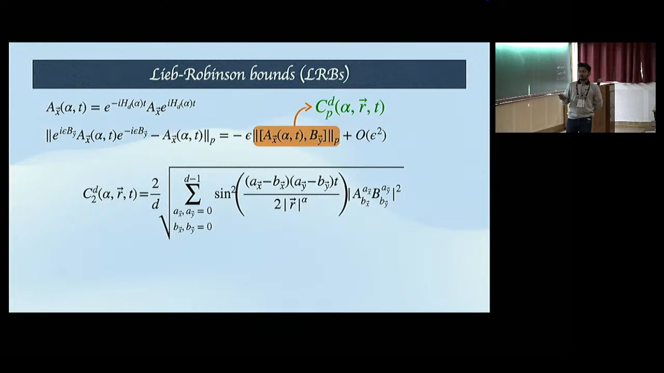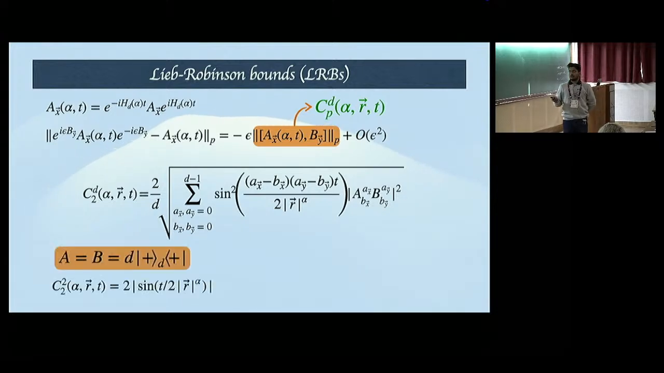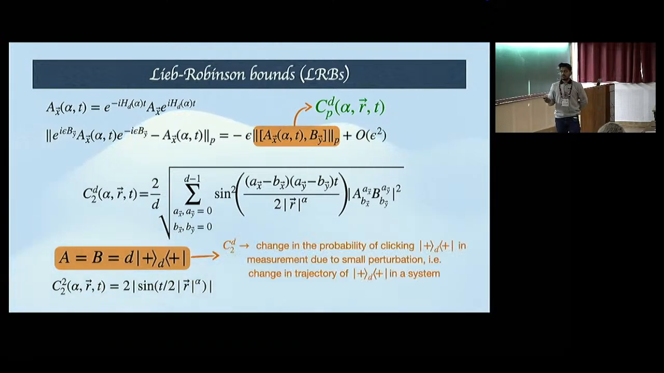And we were able to compute for L2 norms, using L2 norms for general operators A and B, optimizing over operators A and B to get the maximum value of this bound. We get, it's nothing but the projector over plus plus. So this tells us that there is a change in the probability of clicking plus plus in the measurement due to a small perturbation. That is, the change in trajectory of plus plus in a system starting with any state.